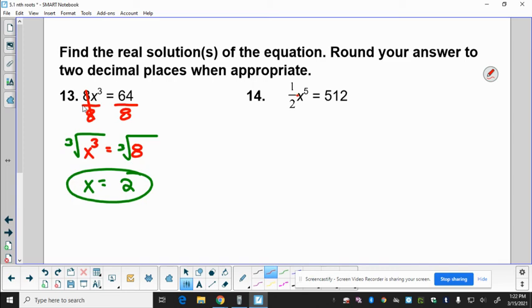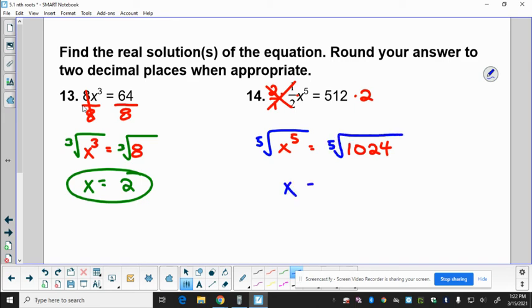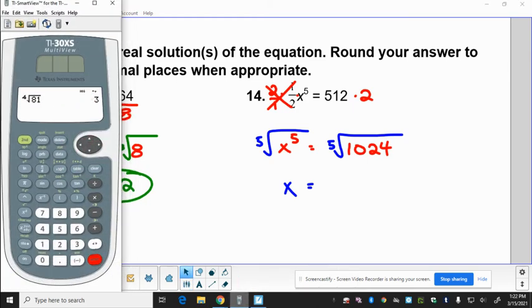Well, this is multiplication, so what I would do is multiply by the reciprocal, which is just 2, right? So that cancels all this out. We have x to the fifth equals 1024. I think we need to do a fifth root or a 1/5 power. Well, we might need to turn to the calculator to see what the fifth root of 1024 is. So I'm going to activate my root button. 4 is the answer.